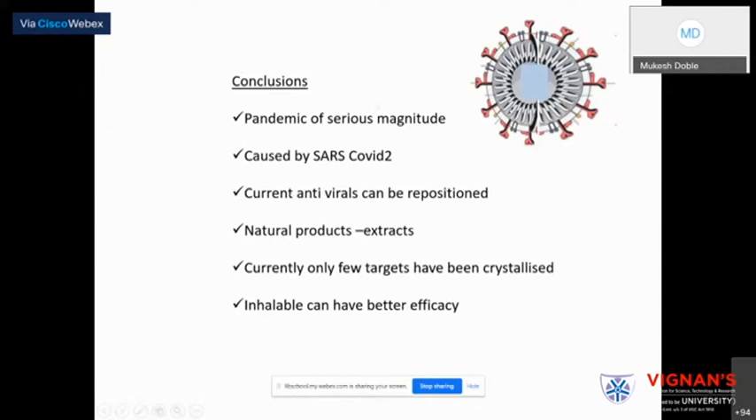Then we have the natural products, extracts, and pure phytochemicals I showed you. Currently only a few targets are available in PDB because only a few have been crystallized. So as time goes, many PDBs will get crystallized.